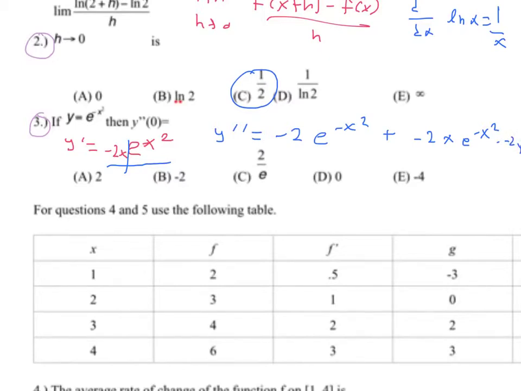And now we're evaluating this at x is equal to 0. So if we're plugging in a 0 wherever we see an x, this part is going to go to 0. Plug in a 0 here, we get negative 2 times e to the 0, which is just negative 2.